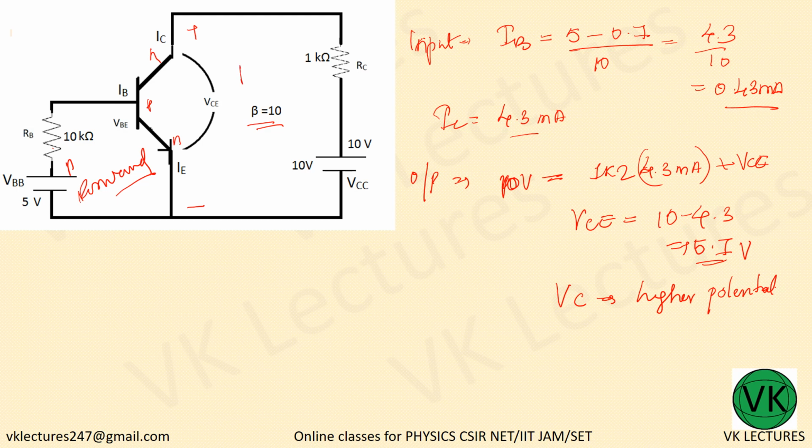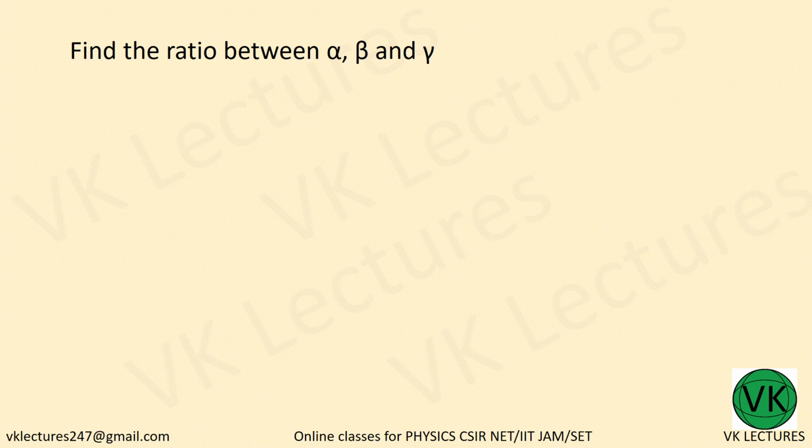Forward, and this is reverse. Which makes it in the active region. What is it in terms of beta? Because we are very familiar with the beta terms. So IB is to IC is to IE.